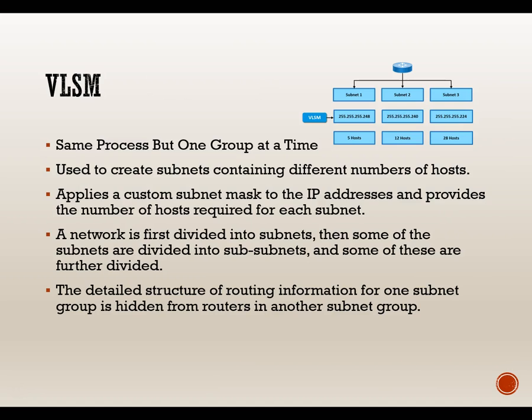Variable length subnet mask works the same way, but we do one grouping at a time. It's used to create subnets containing a different number of hosts, and applies a host subnet mask to the IP address and provides the number of hosts required. The increment required to do these things is first divided into subnets, and then some of the subnets are divided into subnets, so we're subnetting subnets. And some of these are further divided.